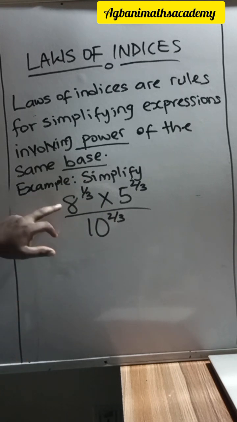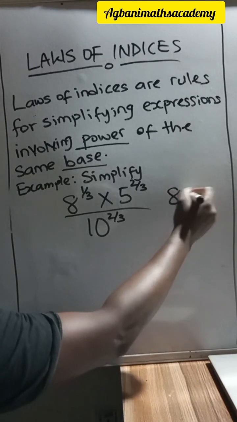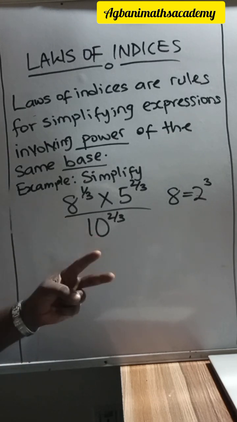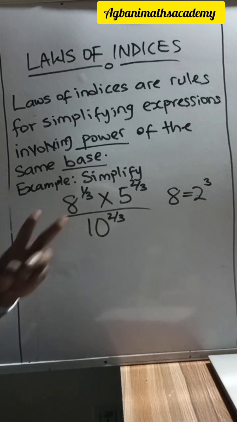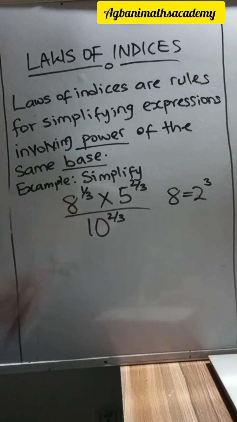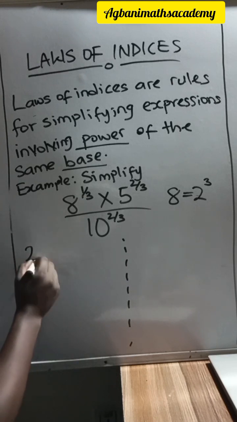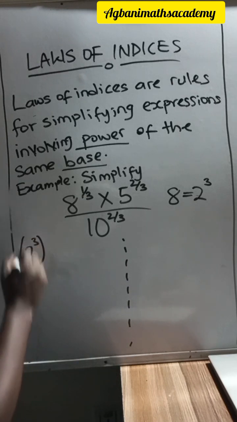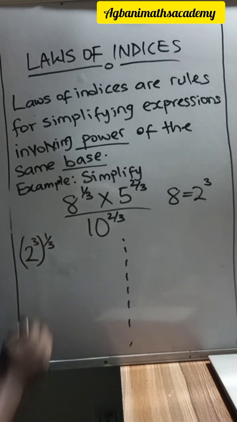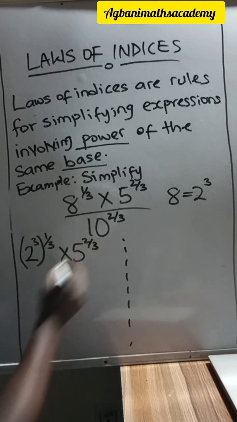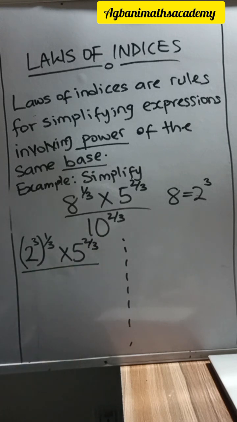First number we are going to manipulate is 8, because 8 is the same thing as 2 to the power of 3. 8 is 2 multiplying itself 3 times. 2 multiplied by 2 is 4, 4 multiplied by 2 is 8. So instead of having 8 here, we can have 2 to the power of 3, bracket, 1 over 3, times 5 to the power of 2 over 3 divided by.